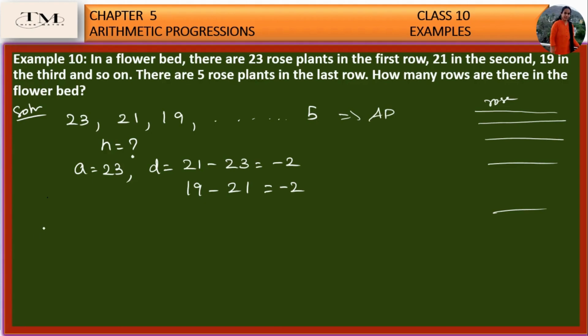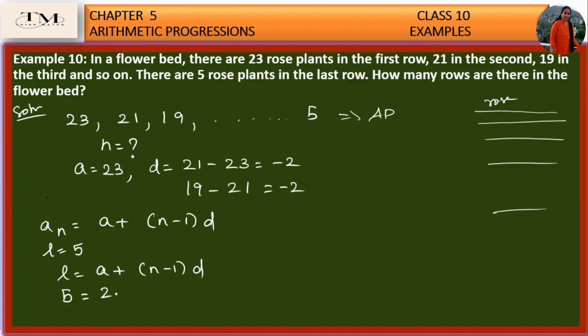Then we can use the formula AN equal to A plus N minus 1 into D. What are they asking? How many rows are there? They are asking for N. So here we have the last term. So L is equal to 5. So L is equal to A plus N minus 1 into D means 5 is equal to A is 23 plus N minus 1 into D is minus 2.